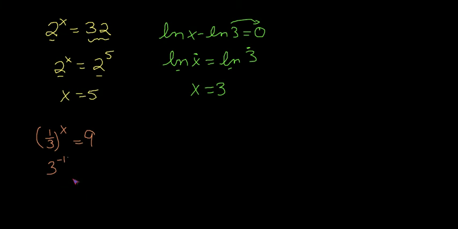Well, over here, that 9 can also be a base of 3 raised to the 2nd power. And we accomplished what we wanted. We got same bases, which means the exponents have to equal each other. So negative 1x equals 2. We can divide both sides by negative 1, and we get x equals negative 2. So there's our solution for that one.